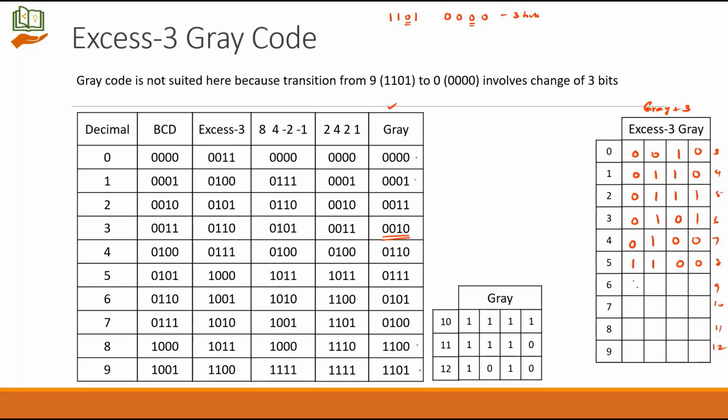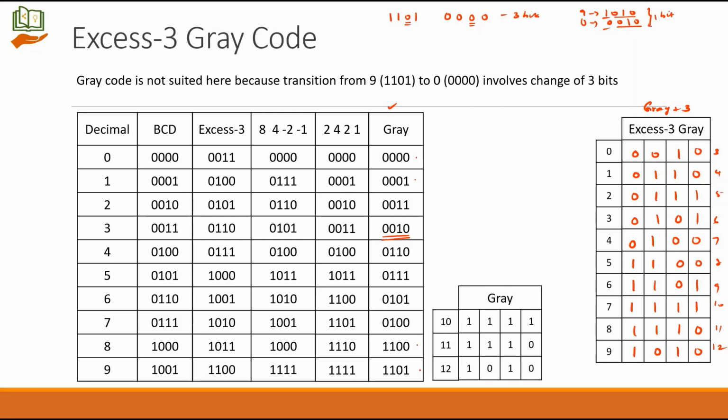For 9 it is 1101. For 10 we have 4 ones. For 11 it is 3 ones and 0. And for 12 it is 1010. Now take 9. It is 1010. Now take the first number 0. It is 0010. How many bits are changed here? 010 is staying the same and only one bit is changed.